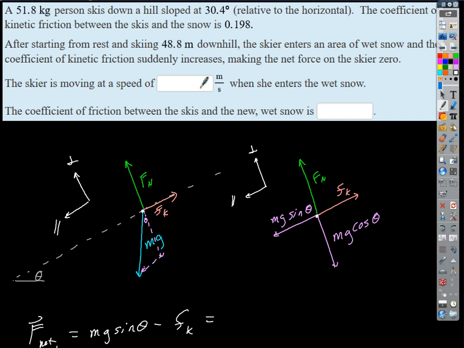In order to find out how fast she's moving, that just sounds like kinematics, doesn't it? If we knew what the acceleration was and we knew what the displacement was, we ought to be able to calculate it. Does that make sense? We ought to be able to figure out what the acceleration is. Initial velocity is 0, right? So if we just knew what the acceleration was, we could probably answer that question.